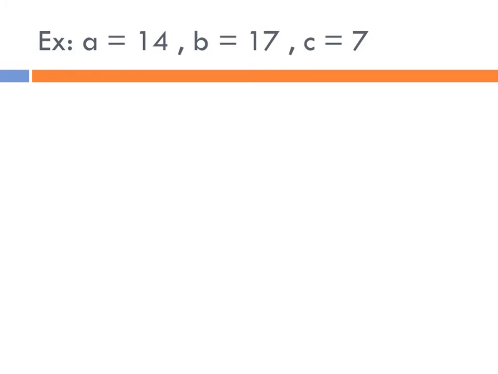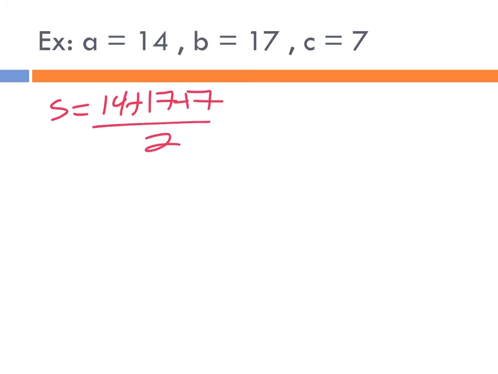Okay, so here we can see that we have all three sides, so which means our first step is to go ahead and solve for s. When I want to solve for s, we get 14 plus 17 plus 7, all divided by 2, and that is going to equal 19.